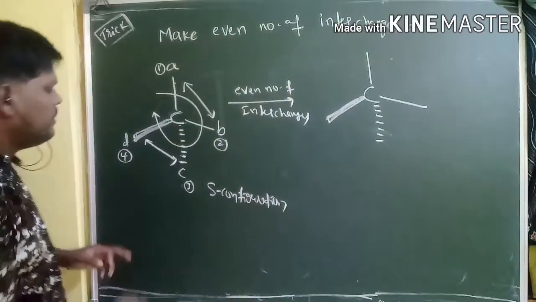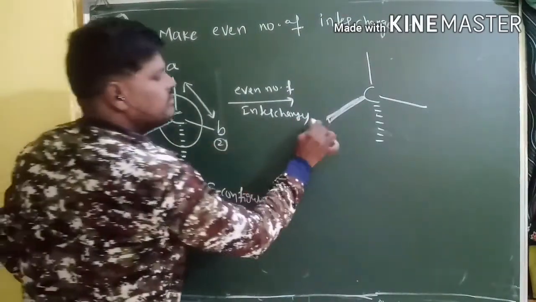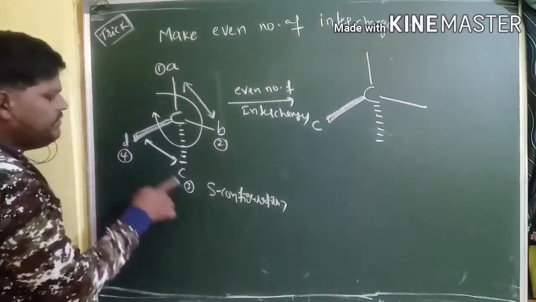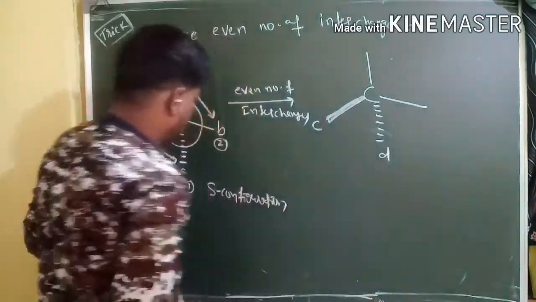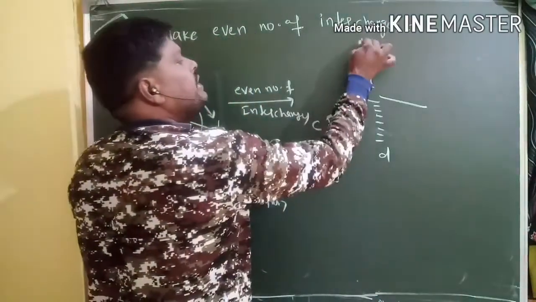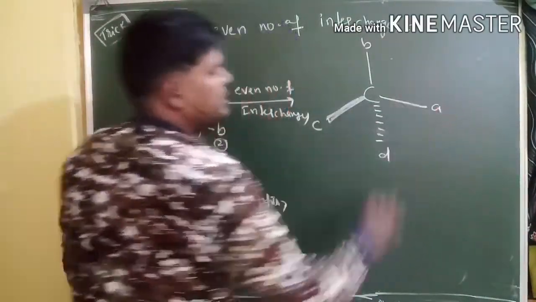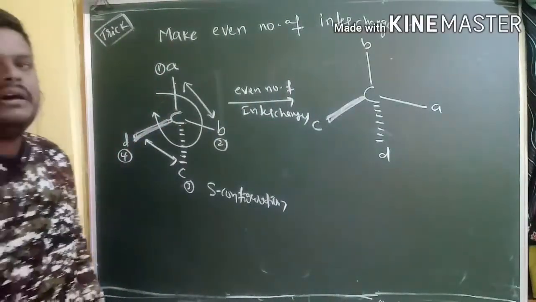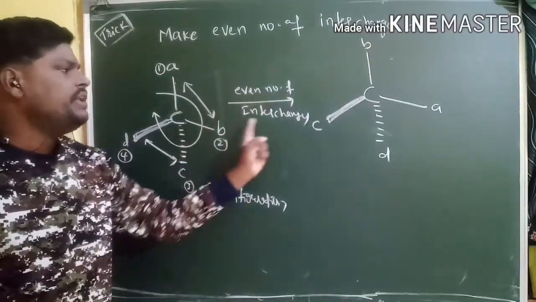Right. So write down here, C will appear here. Write down C here, yes it is C. And D will appear here, right? D. And again B appears here and A appears here. So this is the step for even number of interchanges.